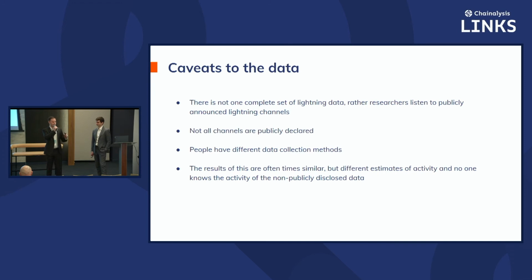So there is no complete set of Lightning Network data. All of the graphs you're about to see are really based on estimates. There is the technical ability to very easily run a Lightning channel and run a Lightning node on the Tor browser. So those are anonymous and therefore difficult to get any estimates on.